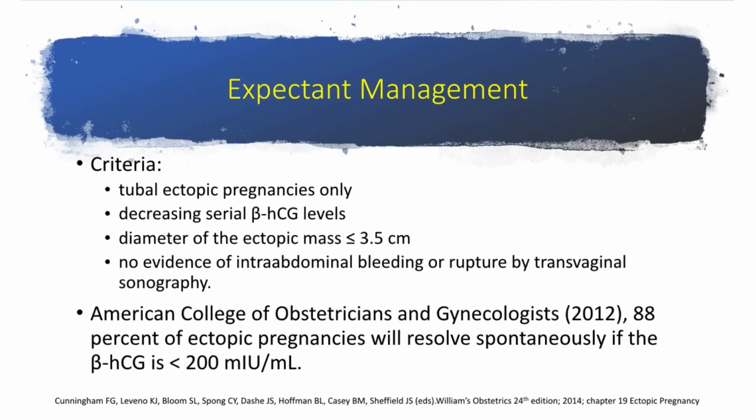We can also do expectant management, and the criteria for this are the following: tubal ectopic pregnancies only, decreasing serial beta-HCG levels, the diameter of the ectopic mass should be less than or equal to 3.5 centimeters, and there's no evidence of intra-abdominal bleeding or rupture by transvaginal sonography. The American College of Obstetricians and Gynecologists states that 88% of ectopic pregnancies will resolve spontaneously if the beta-HCG is less than 200 milli-IU per ml.